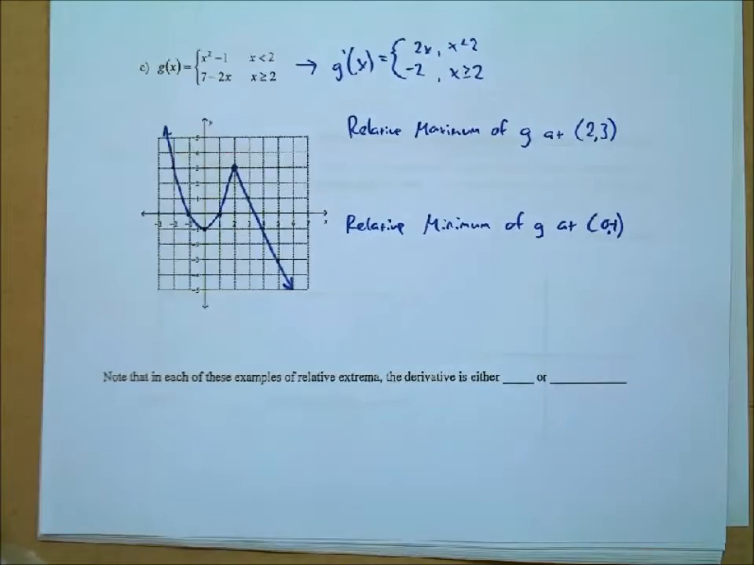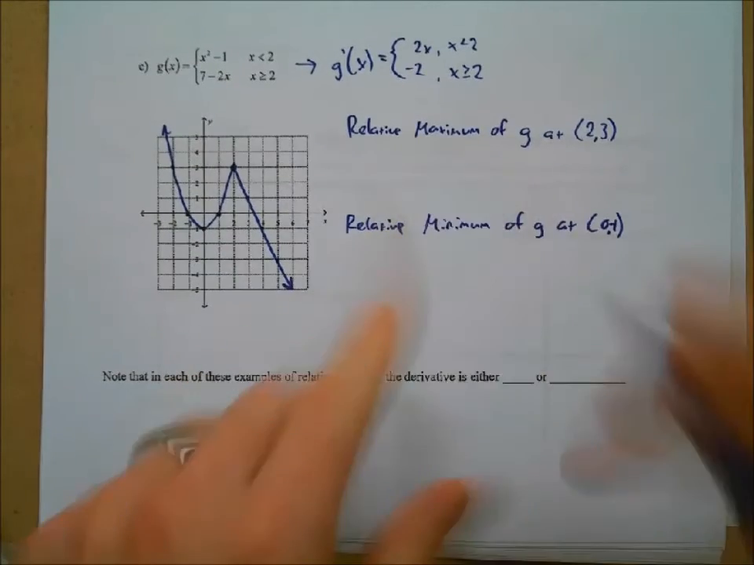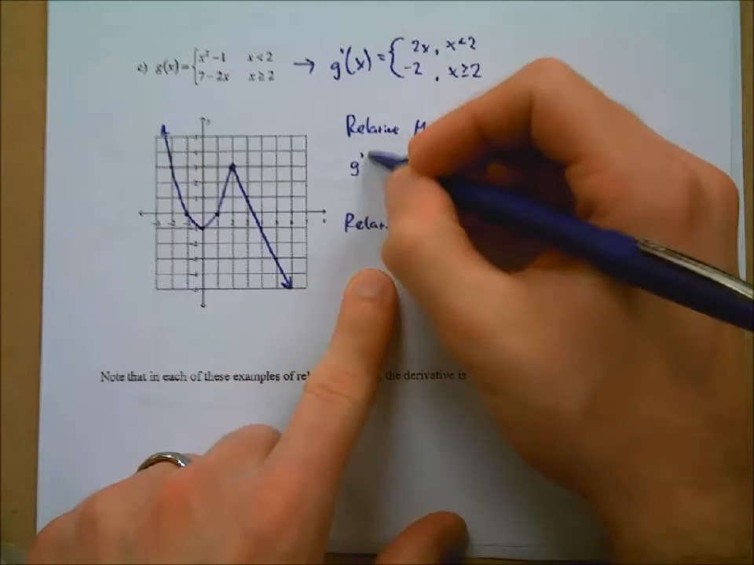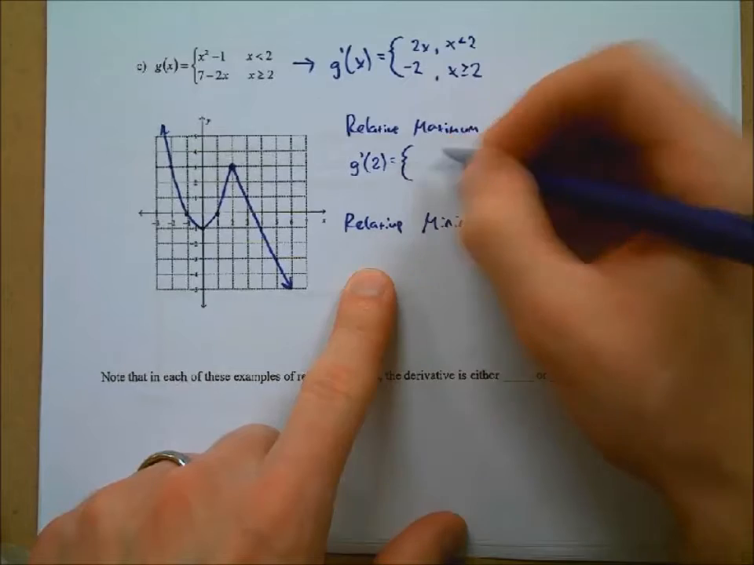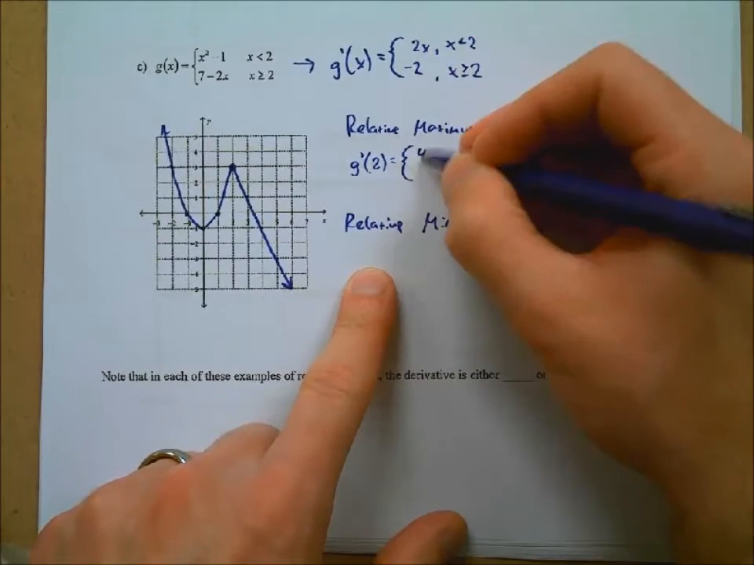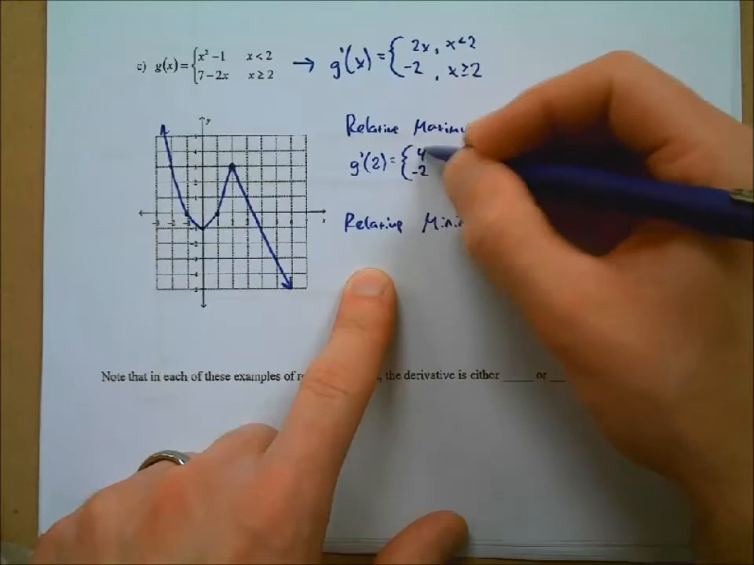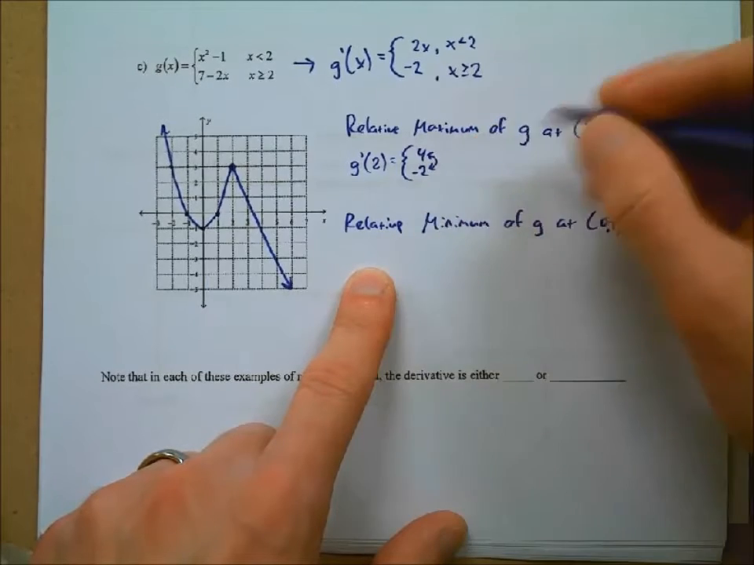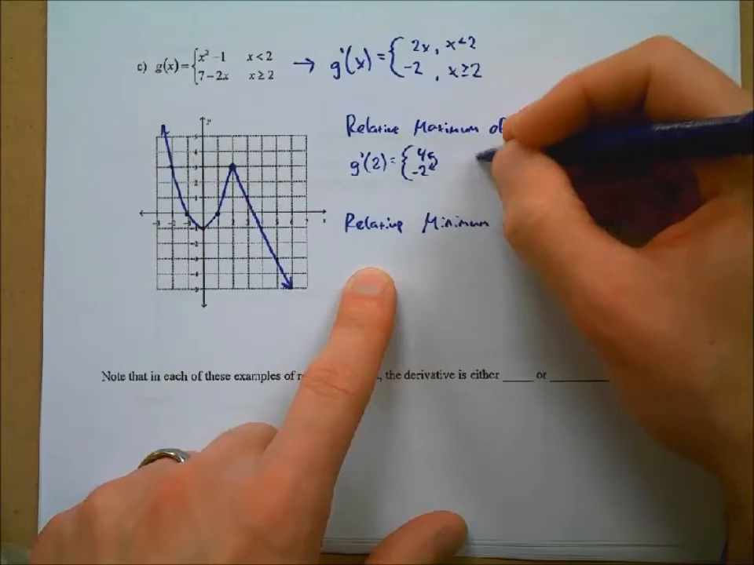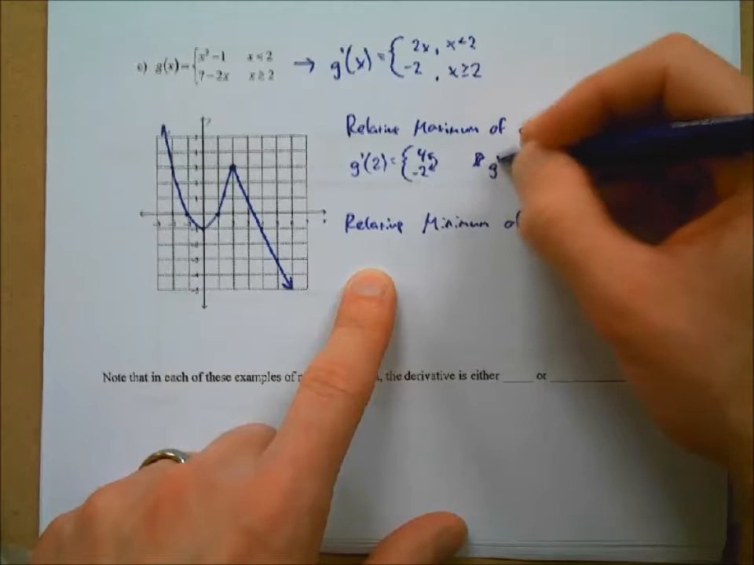And then you keep the same arguments, x less than 2, x greater than or equal to 2. In this case, to see this, we would look at G prime of 2, and we'll say, well, if we plug 2 into the top here, we're going to get 4. If we plug 2 into the bottom, it's going to be -2. Since these don't match up, the derivative does not exist. G prime of 2 does not exist.